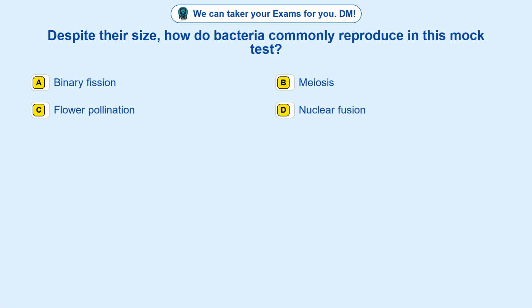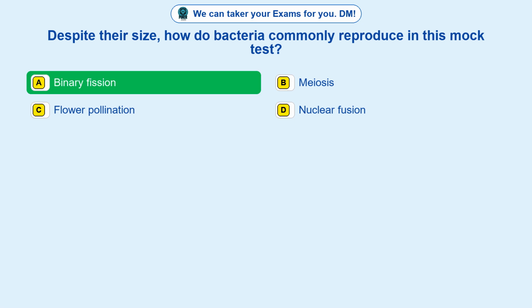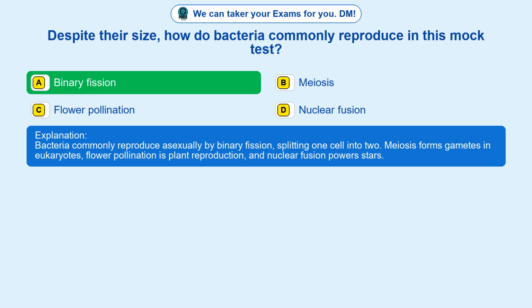Question 25. Despite their size, how do bacteria commonly reproduce in this mock test? Option A, binary fission. Option B, meiosis. Option C, flower pollination. Option D, nuclear fusion. The correct answer is option A. Binary fission. Bacteria commonly reproduce asexually by binary fission, splitting one cell into 2. Meiosis forms gametes in eukaryotes, flower pollination is plant reproduction, and nuclear fusion powers stars.